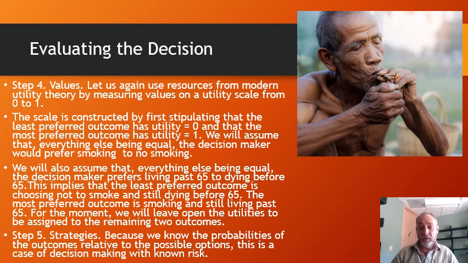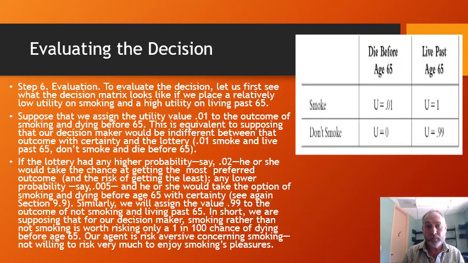Because we know the probabilities, this is a case of decision making with risk, under known risk. All right, so now to evaluate the decision, we actually have to fill in the matrix with our values and everything.